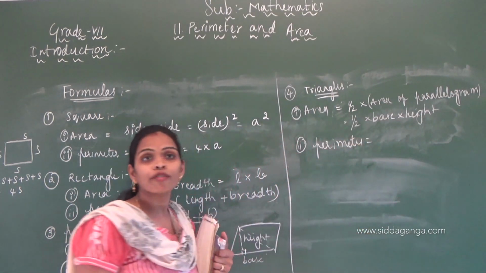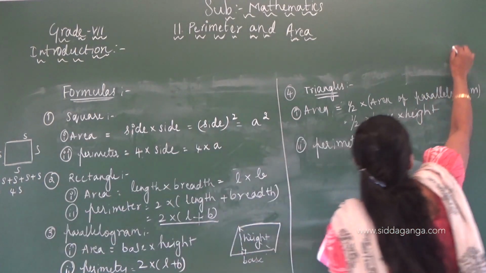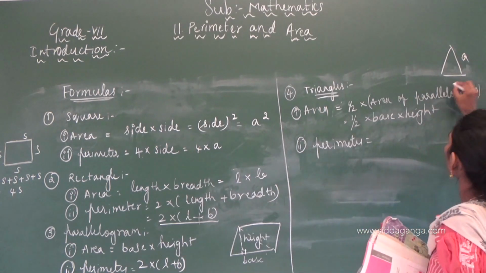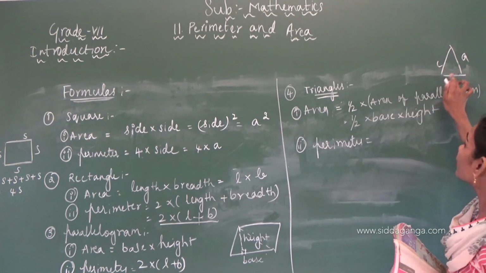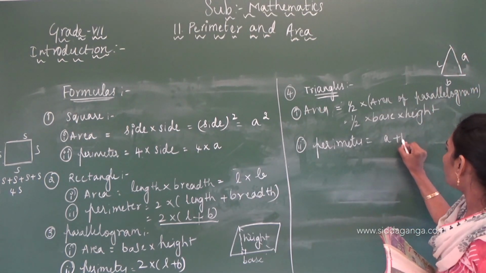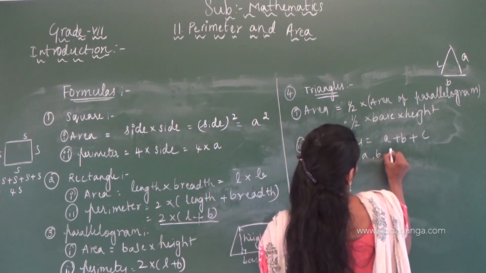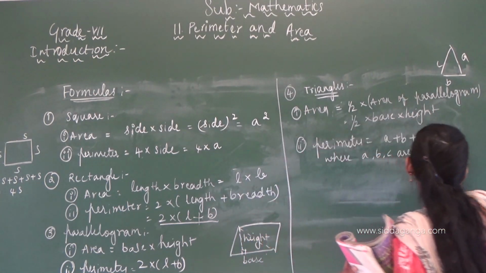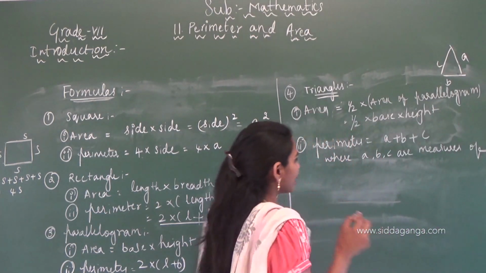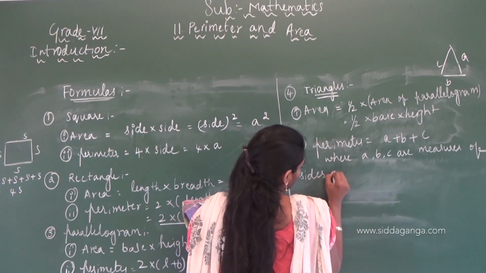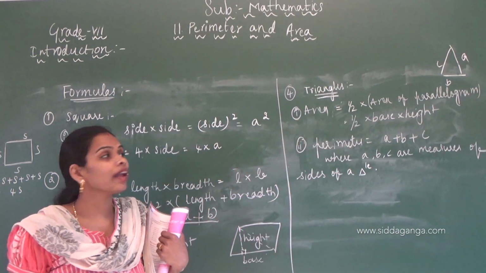What is the perimeter of a triangle? It is the sum of all the sides of a triangle: A plus B plus C, where A, B, C are the measures of the sides of the triangle.